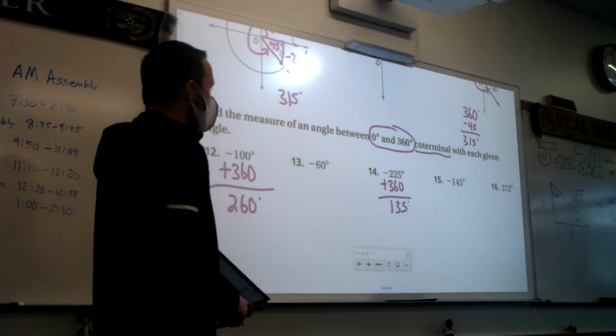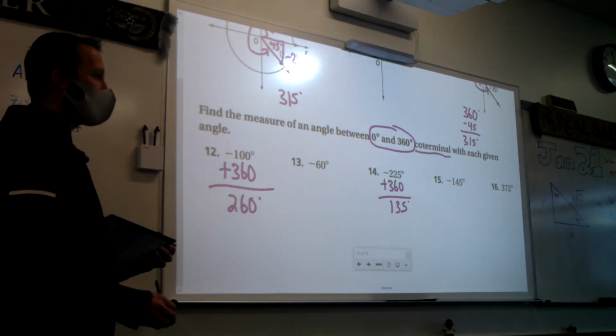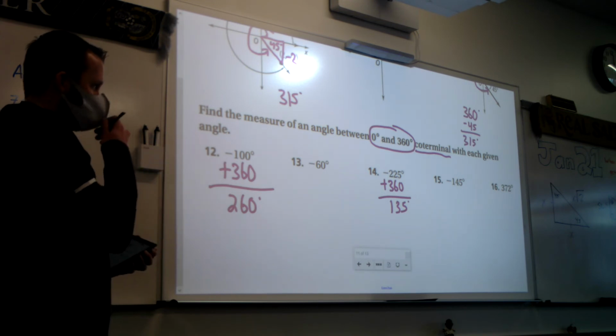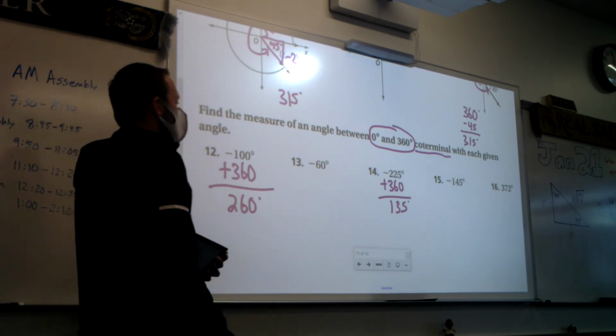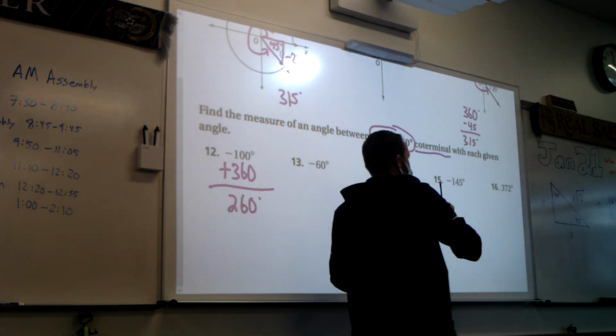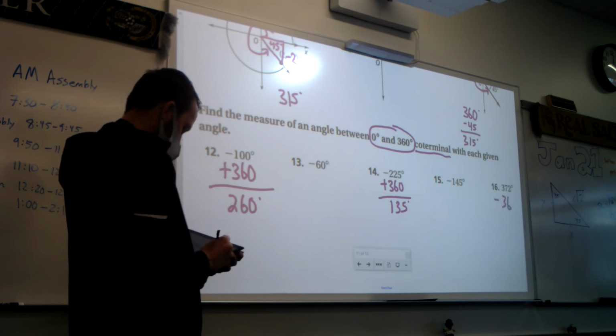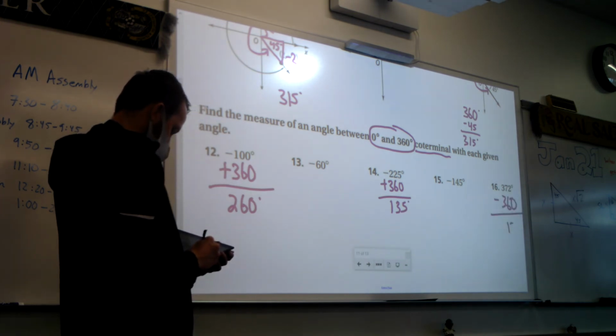Okay, now jump to 16. On number 16, are we going to add or subtract? Why are we subtracting? There you go. It's bigger than 360. We need to bring it down. So I'm going to subtract 360. And what do we get? Good job.